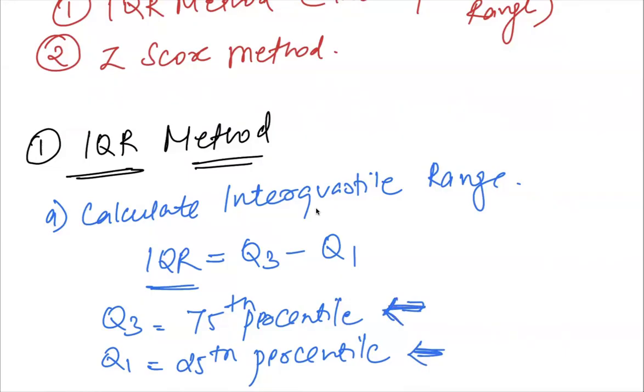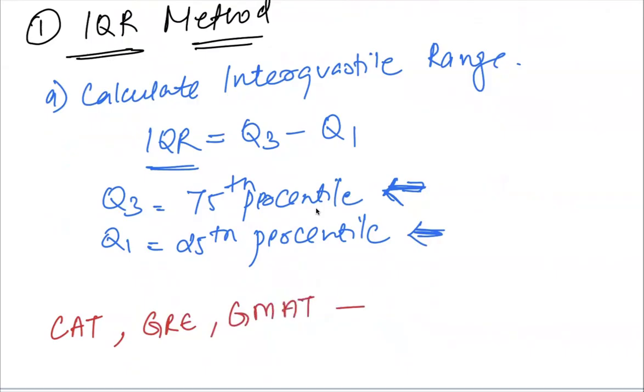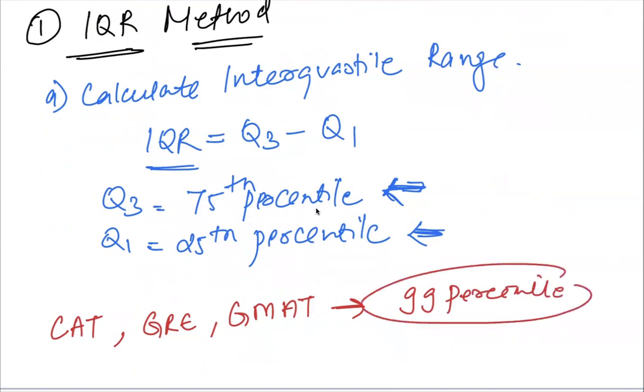Now tell me one thing, if you have given any examination, be it, let's say, if you are in India, you would have given CAT for your MBA, or let's say GRE if you are preparing for your masters, or GMAT, right? Whenever you receive the scorecard, it is written, oh, you have got 99 percentile. So this is the same thing. Quartile 3 and quartile 1 are nothing but the 75th and the 25th percentile.